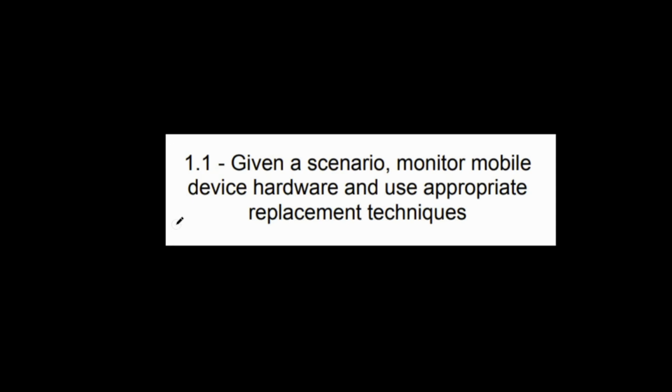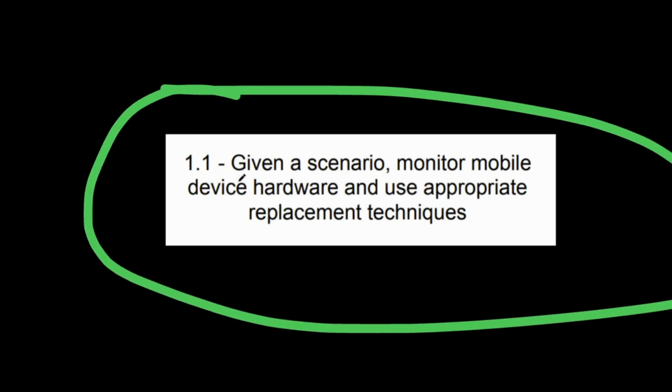Let's go. So look, today we're looking at exam objective 1.1, right? We're looking at this one right here, which is: given a scenario, monitor mobile device hardware and use appropriate replacement techniques. So we're going to be looking at a bunch of different hardware that pretty much goes in your laptop, really, most of this hardware, if not all of it. We're going to be looking at what it is, what it does, what kind of questions you might be asked about it, and we'll have a look at how we can go about monitoring this stuff as well. So with that being said, let's get to it.